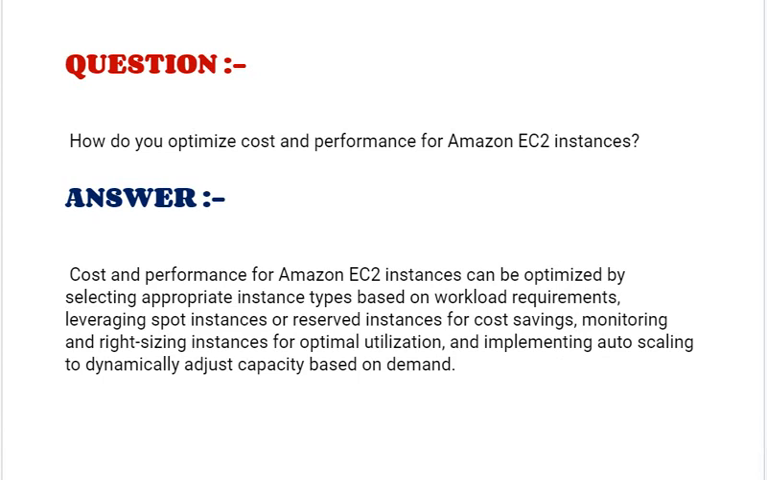Our next interview question is: how do you optimize cost and performance for Amazon EC2 instances? Your answer should be: cost and performance for Amazon EC2 instances can be optimized by selecting appropriate instance types based on workload requirements, leveraging spot instances or reserved instances for cost savings, monitoring and right-sizing instances for optimal utilization, and implementing auto-scaling to dynamically adjust capacity based on demand.